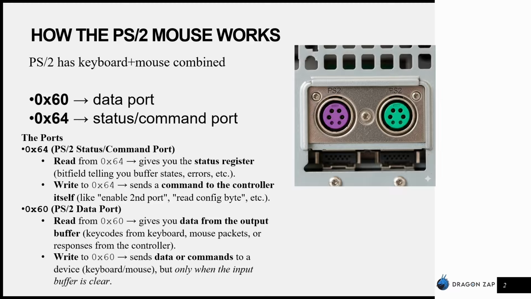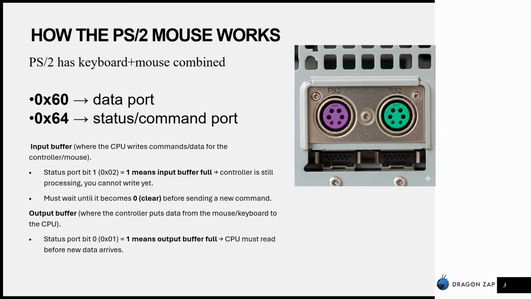So obviously you have the command port and the data port. If we were to read from the command port, and bit 1 is set, then that means the controller is currently processing something, so we shouldn't send any commands to the command port. When it's 0, we're ready to send new commands to it. Likewise, on the output buffer, if status bit 0 is 1, then that means the CPU needs to read before new data can arrive.